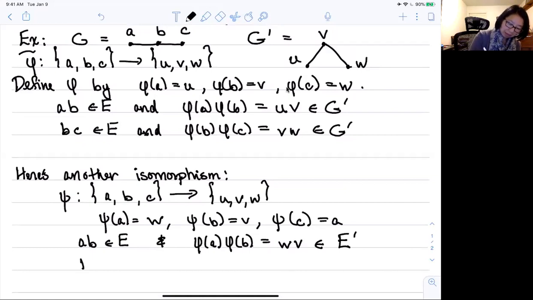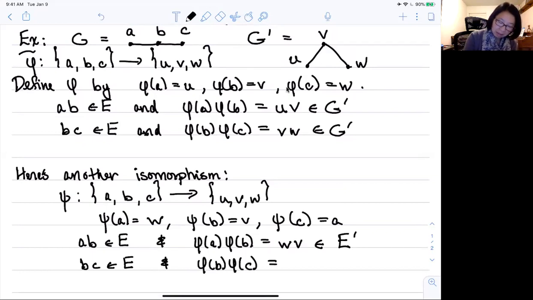Moreover, if I look at the edge BC in E, and then I look at phi of B, phi of C, then phi of B is V, phi of C is U, and UV or VU is an edge in E prime. So these two graphs are isomorphic in two different ways.